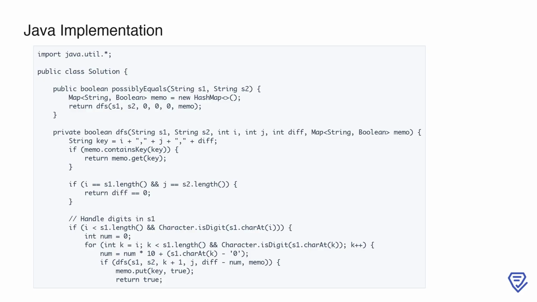The DFS method is responsible for recursively checking if the strings can represent the same original string. It takes several parameters: the two strings, indices I and J for their current positions, a diff variable to track the difference between the lengths of expanded segments, and the memo map. Inside DFS, the first step is to generate a key for the current state using the indices and the diff. If this state has already been computed, we return the cached result from the memo map.